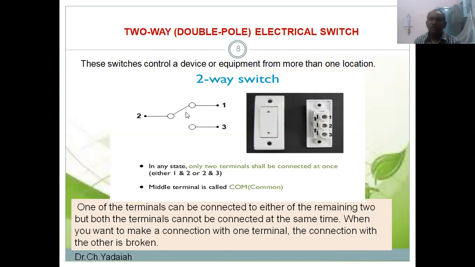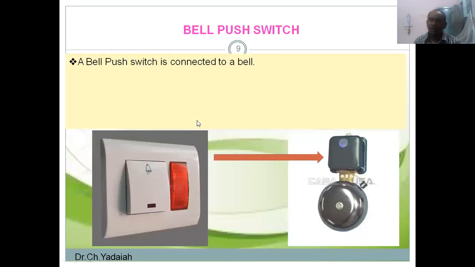These are the switches you generally observe and are already used. Now another special type of switch is the push switch or bell switch. In front of our doors, there is a bell switch. A bell push switch is connected to a bell. Here is a bell switch indicator. The symbol indicates the bell, whereas this is the bell.